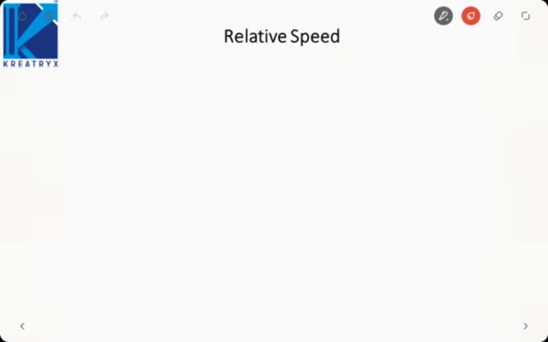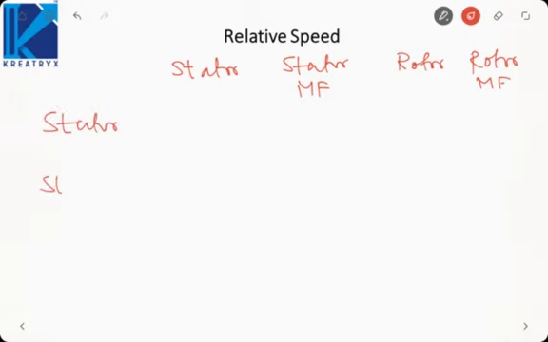Now let us see the relative speed of different parts with respect to different other parts. So let us see the different parts: stator, stator magnetic field, rotor and rotor magnetic field, with respect to stator, stator magnetic field, rotor, and rotor magnetic field. Now, speed of stator with respect to stator: the stator is a stationary body, it is not rotating, so speed will be 0. Speed of stator with respect to stator magnetic field: the stator magnetic field is rotating at ns. So if I stand on the stator magnetic field, I will observe that the stator is rotating in a direction opposite to the magnetic field with a speed minus ns.